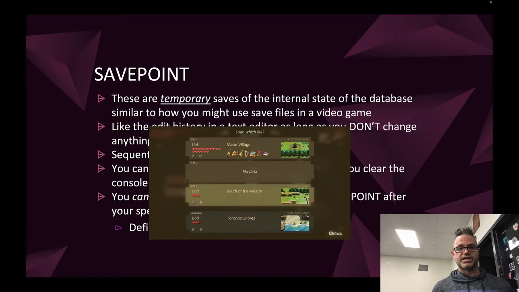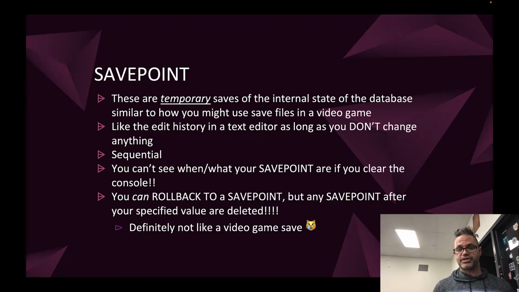Another way we can look at this is the idea of the edit history of a text editor, as long as you don't make any changes, because it is a very linear process. It is sequential, so this thing, then this thing, then this thing, then this thing. So you want to keep in mind that when we're talking about save points, they are definitely stored in a linear time sequence. It's not wibbly wobbly, timey-wimey stuff like, say, Doctor Who. This is a linear sequence of time travel.